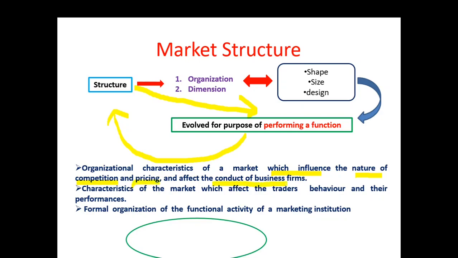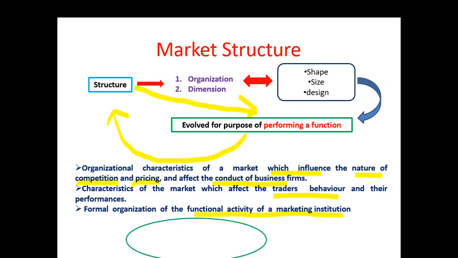So market structure is something which influences the organizational characteristics of the market, then pricing and conduct of business. It also influences the characteristics of the market, such as the traders' behavior and their performance. And marketing institution, it also influences the functional activity, how the organization of the functional activity of a market as an institution.